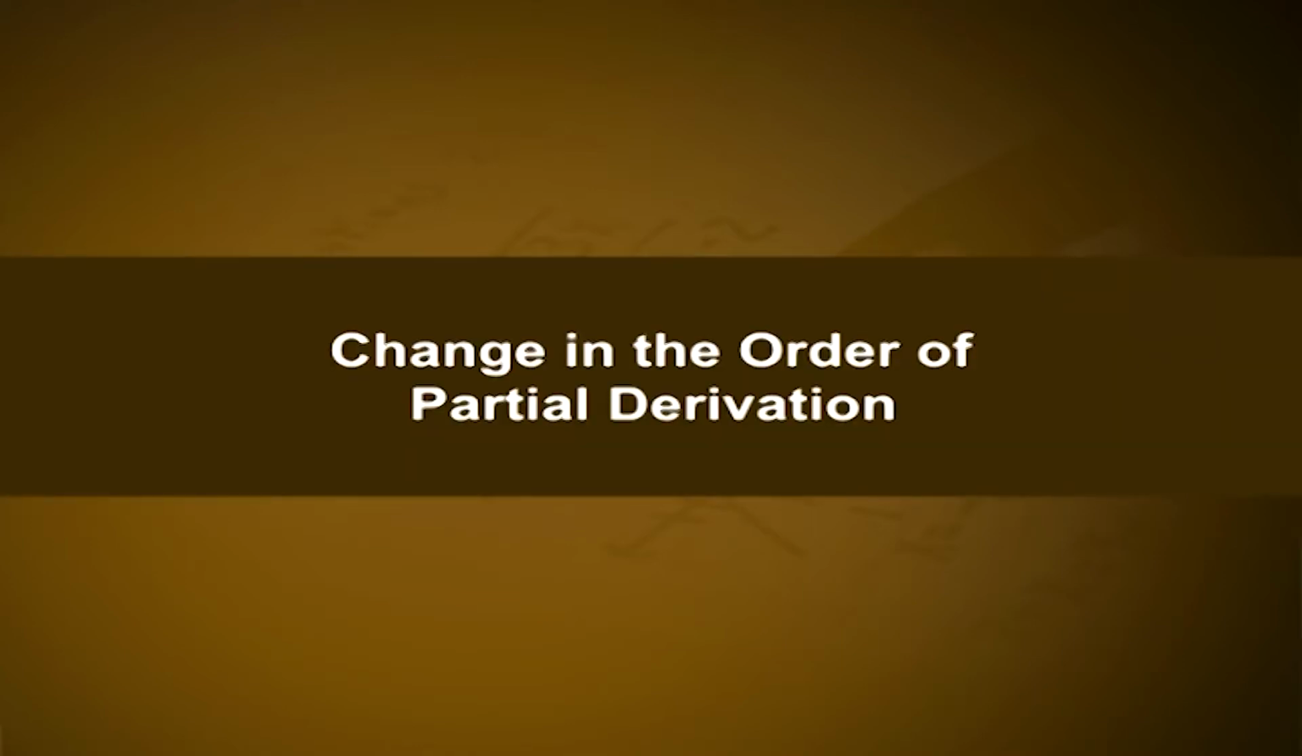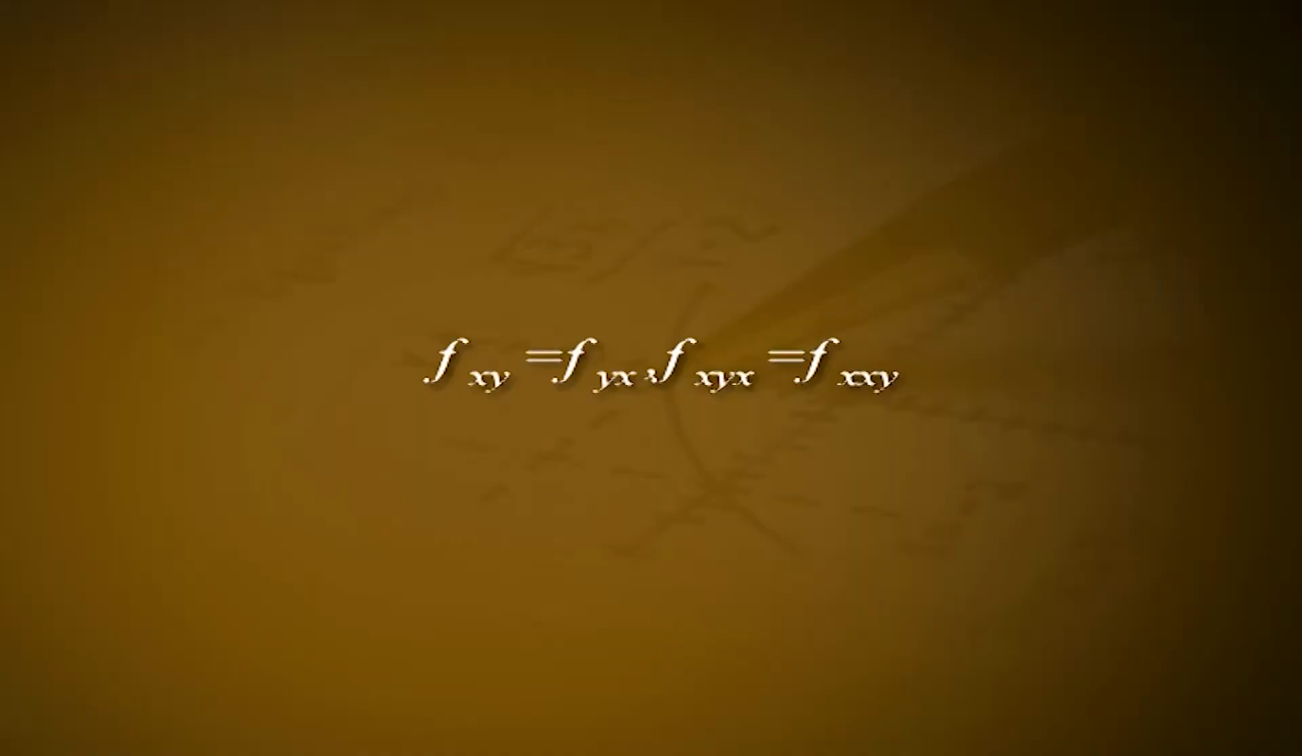Change in the order of partial derivation. In most of the cases that occur in practice, a partial derivative has the same value in whatever order the different operations are performed. Thus, for example, it is usually found that fxy is equal to fyx, fxyx is equal to fxxy, and one is often tempted to believe that it is always so. But it is not the case, and there is no a priori reason why they should be equal.